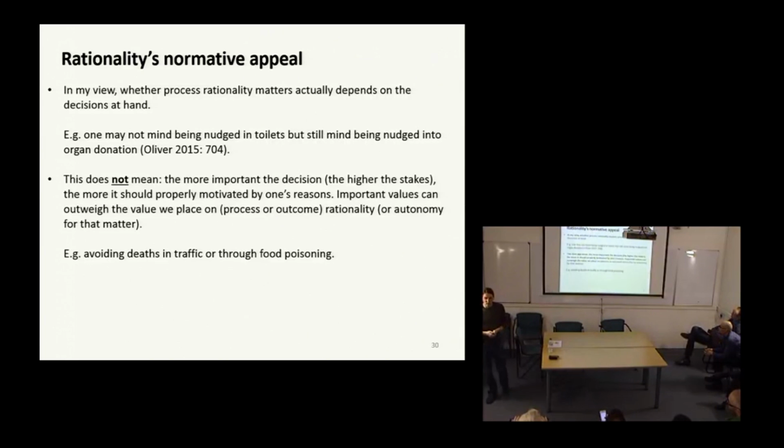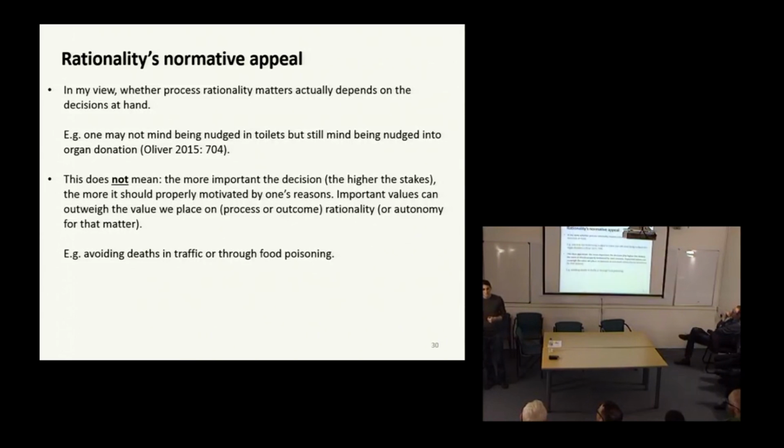In a sense, this is not true as well, right? Sometimes with really important decisions, we just override people's rationality, we override people's agency, we override people's autonomy. Avoiding deaths in traffic, or avoiding deaths through food poisoning. If people have a reflective judgment to become a drag racer, using the streets of London to speed at 100 miles an hour, but they're thereby putting themselves and other people in danger, then we're just going to say, screw your outcome rationality. Even if you have good reasons to become a drag racer, this rationality is going to be clearly outweighed by other values, such as saving lives.